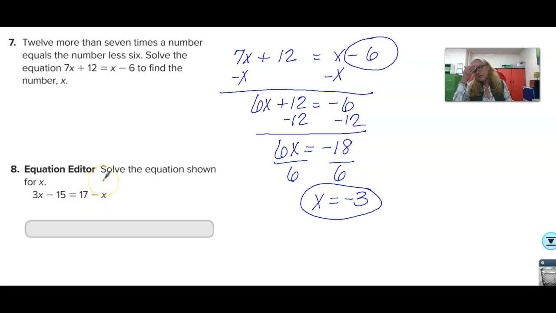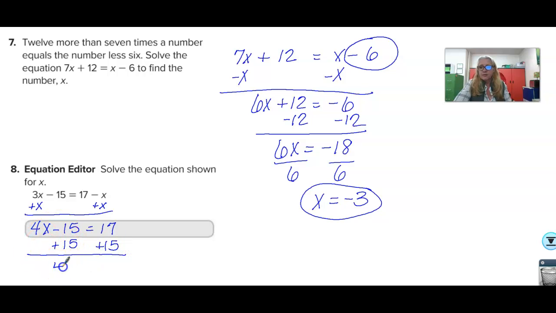That's an easy one. Solve the equation shown for x. Again, this is another easy one. Which x is smaller, 3x or negative 1x? Negative 1x is smaller, so we fix this by adding 1x to both sides. That gives us 4x minus 15 equals 17. Here's my variable term, so I want to get rid of a minus 15. So I do that by adding 15 to both sides.